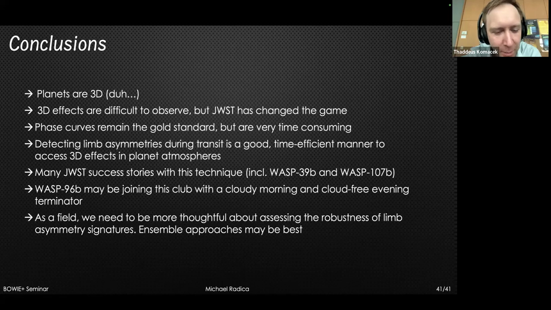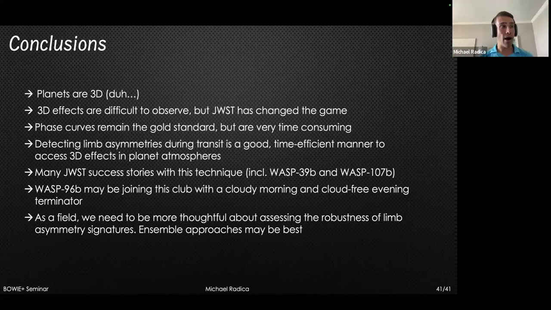There's 10 minutes. My question is, it seems very common that we see limb asymmetries in NIRSpec, but we don't see asymmetries in NIRSpec for the same object. And I was wondering if you think that might be instrumental or if that might be physical, for example, telling us something about the characteristic aerosol particle size in these atmospheres.